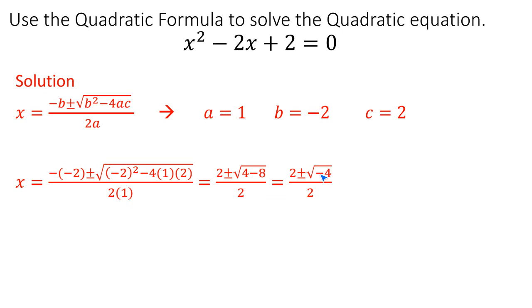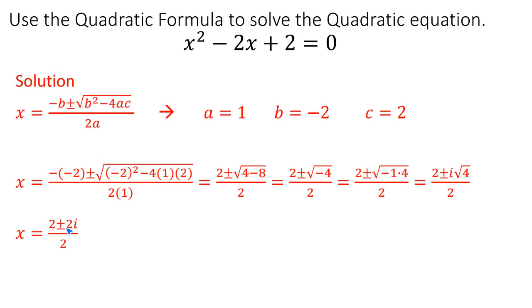Since it's a negative, you can take care of that by rewriting it as negative 1 times 4, which is going to come out to i, because remember we get an i squared, and then the i squared comes out as an i. Then we can simplify. The square root of 4 is 2, so 2i. And then we can divide by the 2 here. 2 divided by 2 is 1, and 2 divided by 2 is 1. So my final answer here, I can write as 1 plus or minus i.